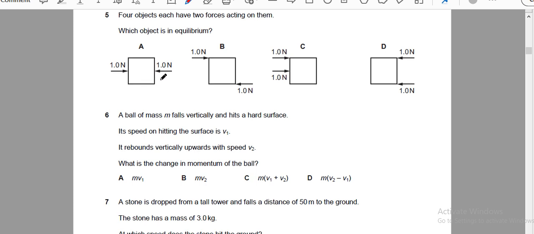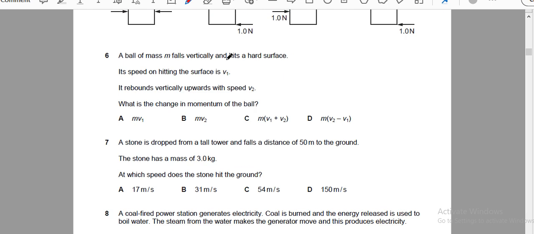Which object is in equilibrium? I will choose A. B will be a rotation, and certainly not C or D.